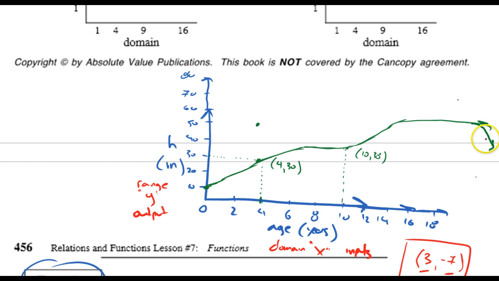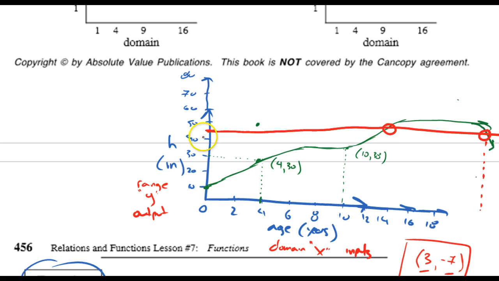I might be 45 inches. If I draw a line across 45 inches, well, look at that. I'm 45 inches here when I'm 14, and I'm 45 inches here maybe when I'm 70 years old. Sorry, this is not to scale, but that's okay. That does not violate our definition of a function.